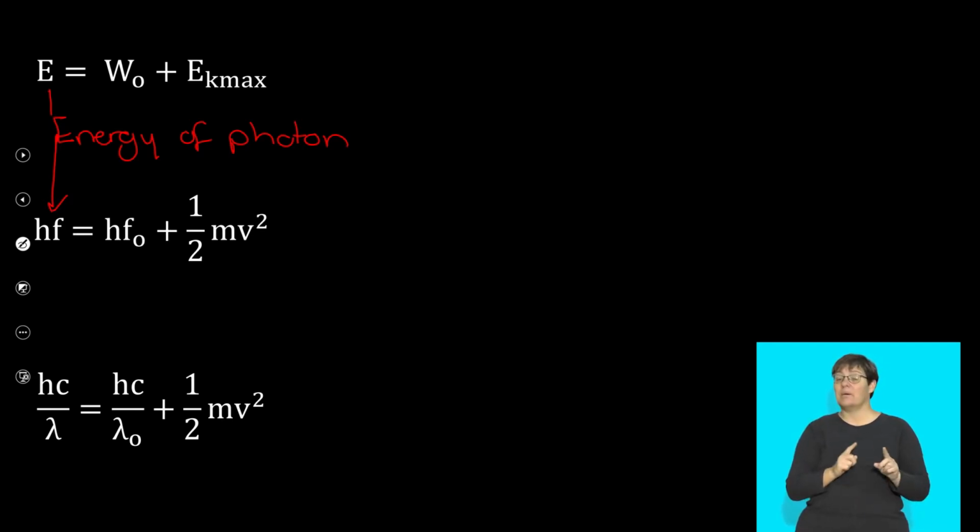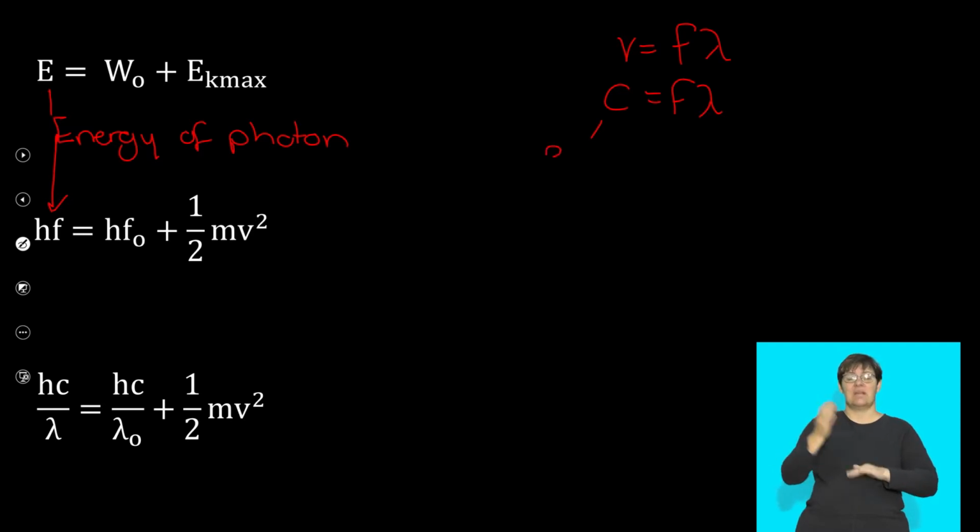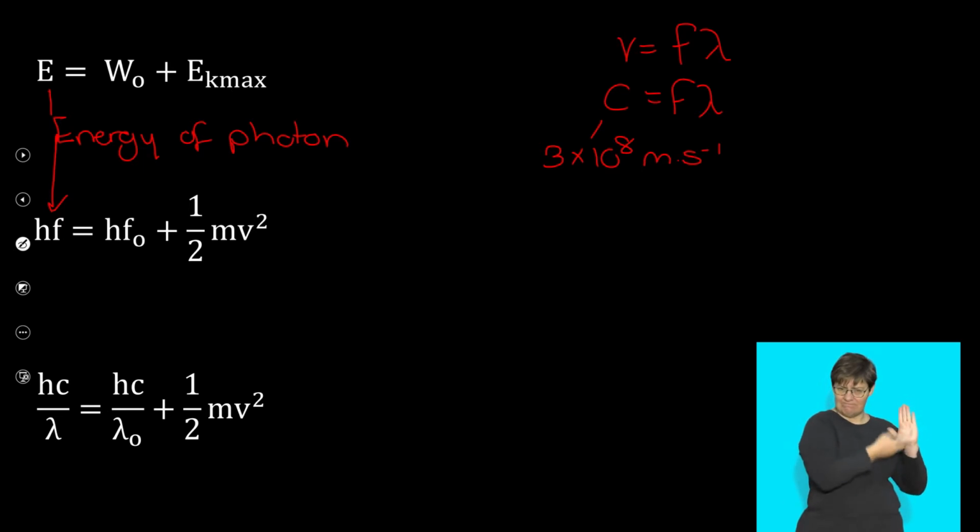But we've got to remember that the wave equation says to us that v equals f lambda. First of all, we're looking at light, so we very specifically know the velocity of light. It's the same, so it's c. c is the speed of light, which is 3 times 10 to the 8 meters per second. Also, don't stress if you don't remember that. That's also on your information sheet.